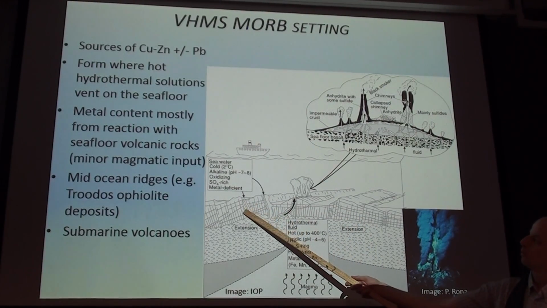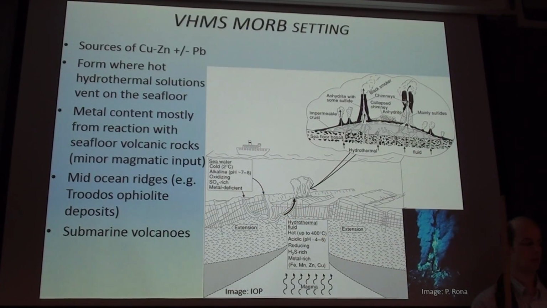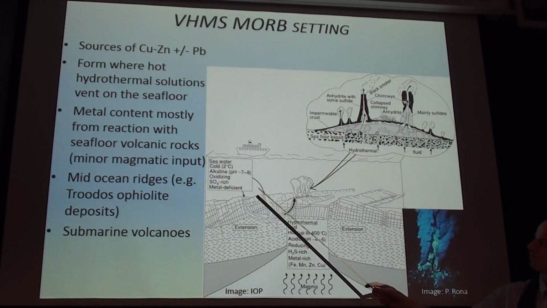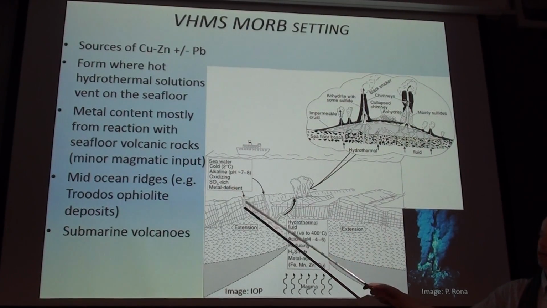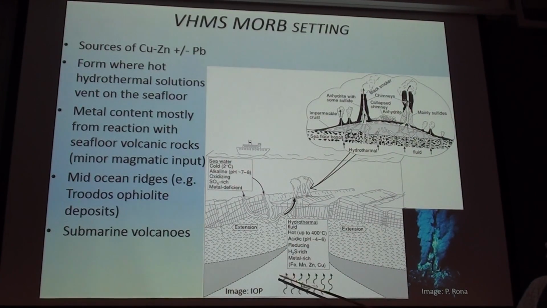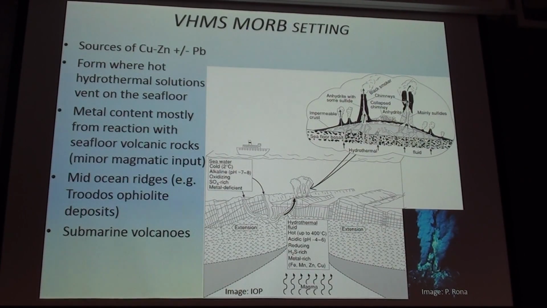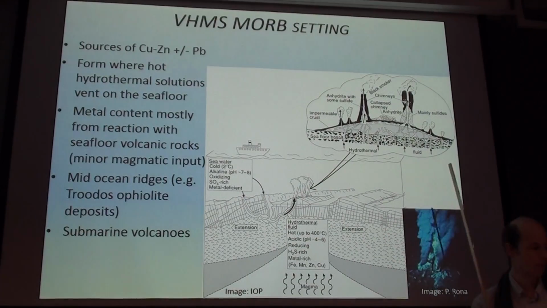That comes mostly from leaching of metals from the seafloor by fluids. So basically seawater percolates through fractures and cracks, and is then heated up by the magma source, which causes it to ascend and vent on the seafloor. Examples of mid-ocean ridges, or past mid-ocean ridges, where this process occurred and where mining has been active is the Troodos Ophiolite in Cyprus.